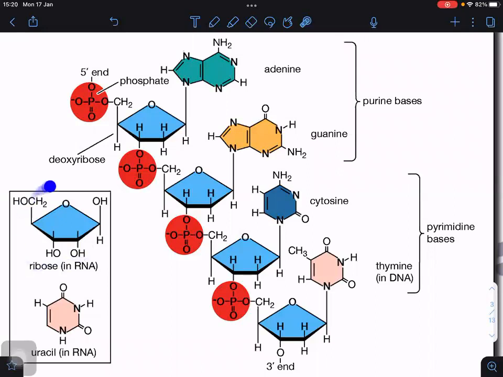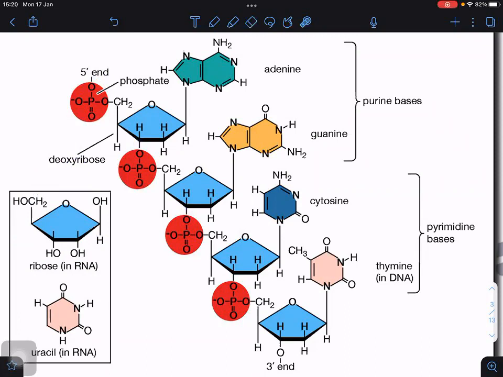This is ribose. So the name deoxyribose: de means remove, oxy means oxygen, so removing oxygen from the ribose sugar gives us deoxyribose. Deoxyribose is in DNA, ribose is in RNA. Are you clear? The last part is this red colored thing called phosphate.